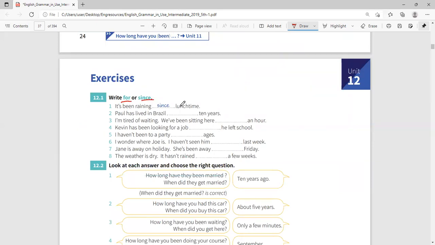It has been raining since lunchtime. So even up to now. Paul has lived in Brazil. Do you say for 10 years or since 10 years? Sagal? For 10 years. Shamzo, number 3.